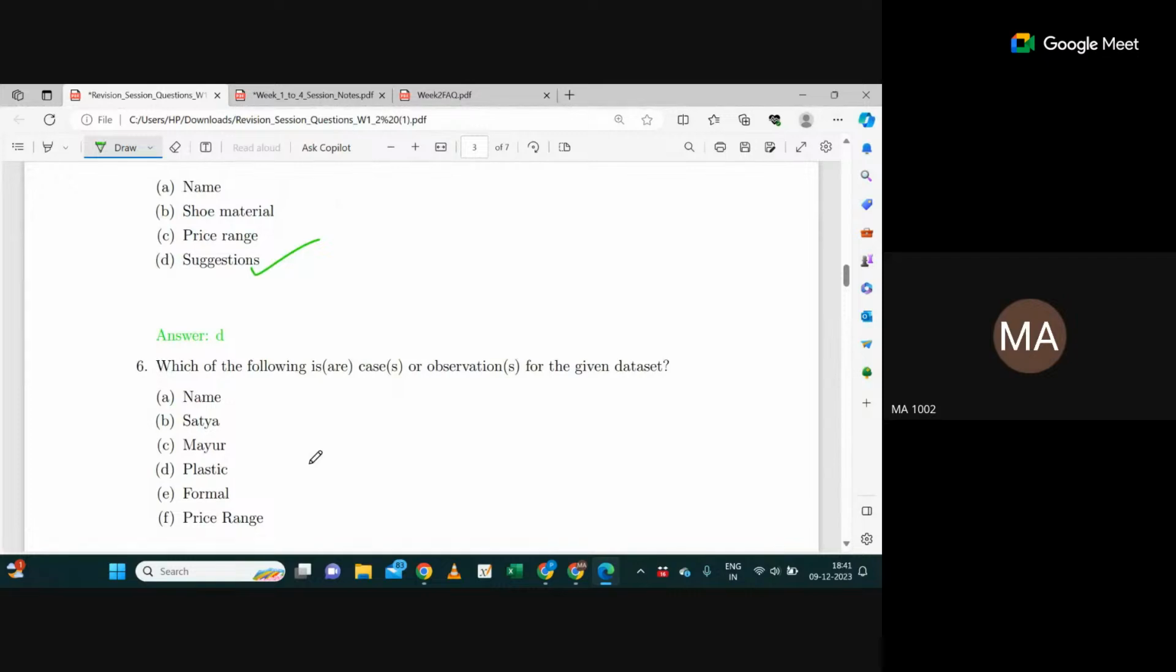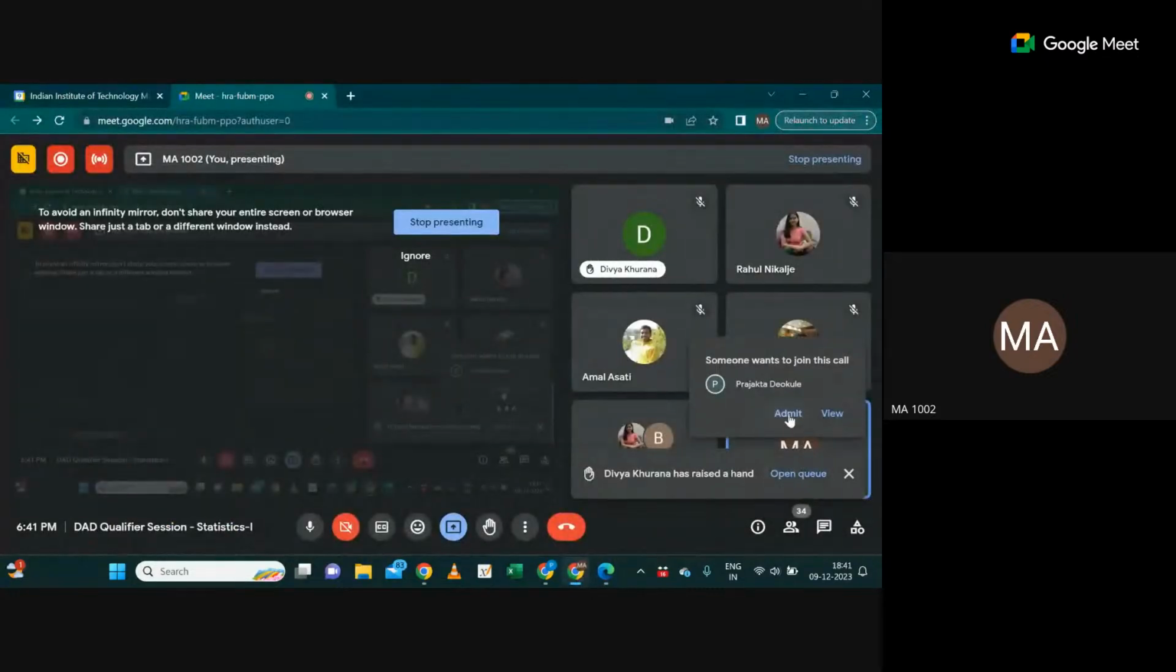Now the next question is saying, which of the following are cases or observations for the given data set? Name, Satya, Mayur, plastic, formal, price range. Okay. Tell me which will be the cases. Price range.